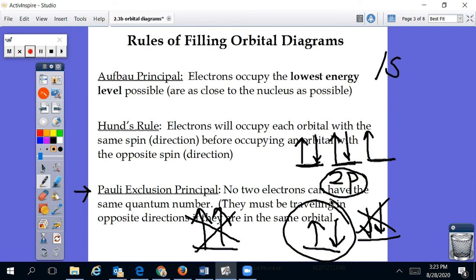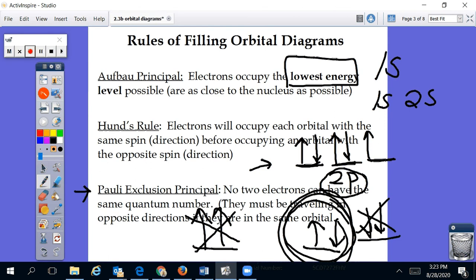Okay, so just to repeat, Aufbau would be the lowest energy possible, meaning when you read the periodic table, you start with 1s before you go to 2s. You fill the lowest energy level possible. Hund's rule says they'll occupy each orbital with the same spin before occupying an orbital with the opposite. Meaning, if it's like a school bus, each sublevel, they will fill each orbital with the same spin before pairing up. And then the last one says they have to have opposite spin, and you're going to represent that by an up arrow and a down arrow.